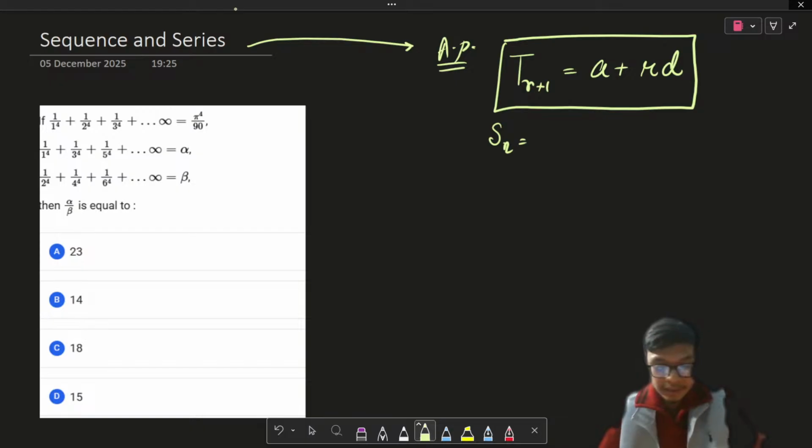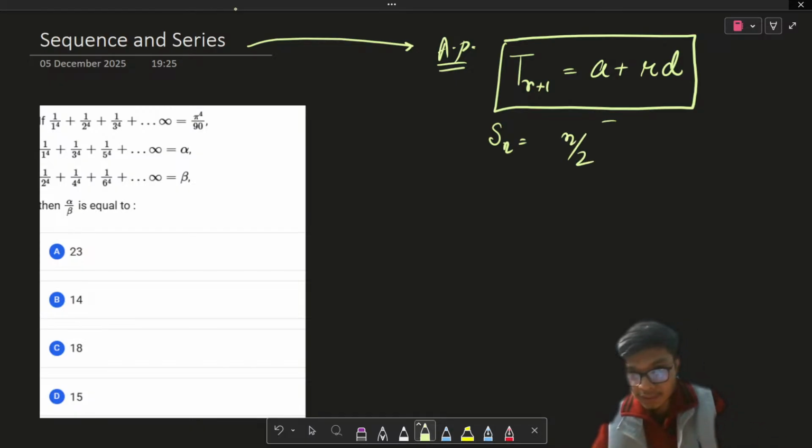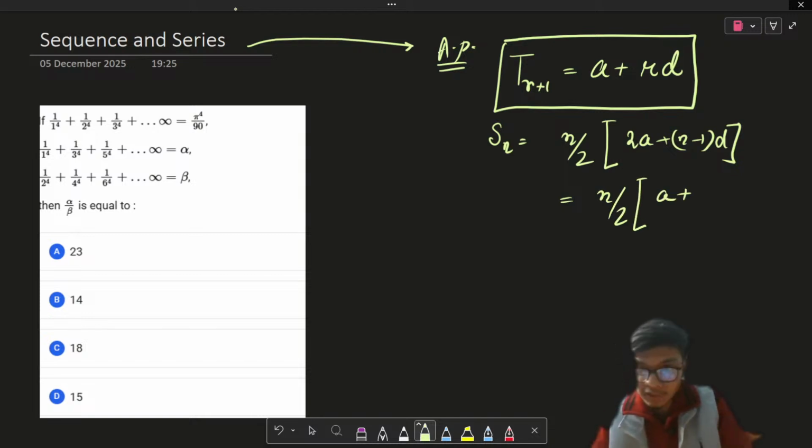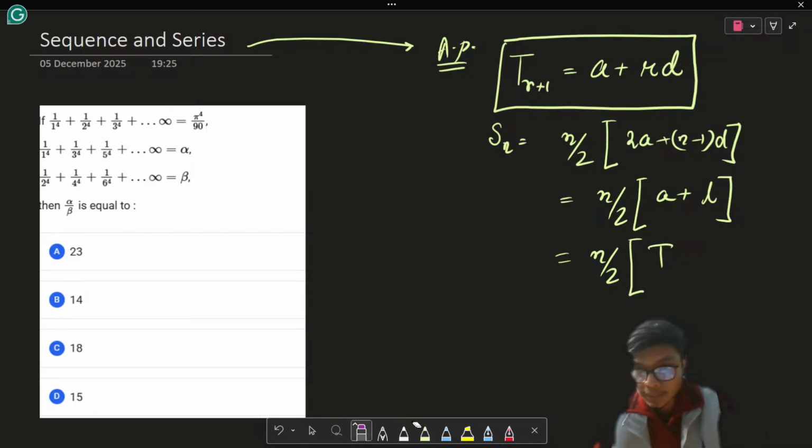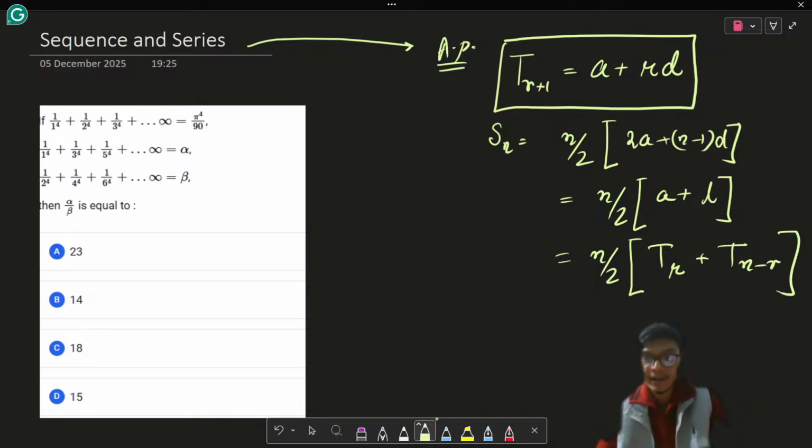Similarly, there is the concept of summation of the n terms, and that result is given as n by 2 into 2a plus n minus 1 times d, which can also be given as n by 2 multiplied with the first term plus the last term, right? And this can also be given as the summation of equidistant terms from the beginning and the end. So if I consider t of r plus t of n minus r, this is going to be the same thing, right? So this is the recapitulation of the summation of the arithmetic progression.